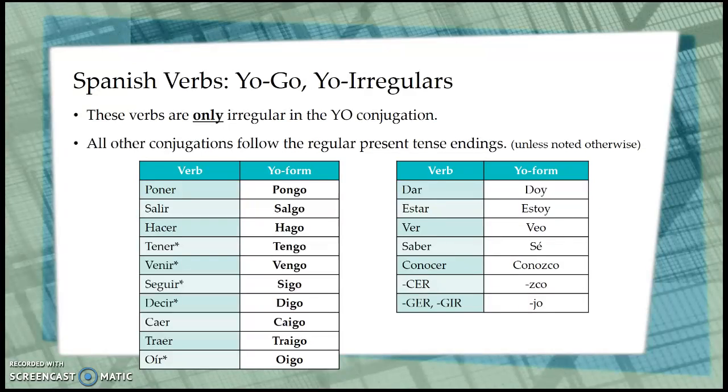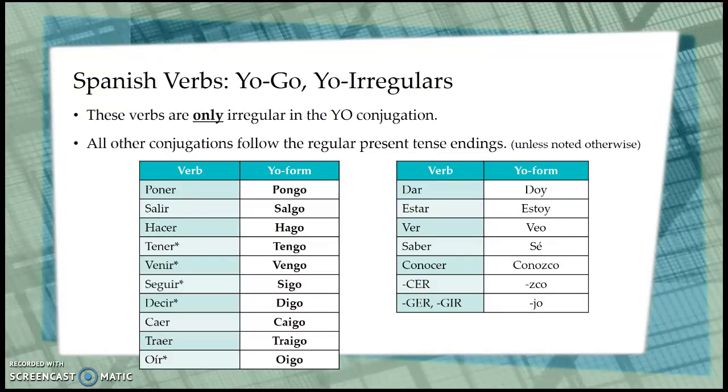Now, conocer is known to be an irregular yo form, but what few people realize is that any verb that ends in CER has the same pattern as conocer. Because if we drop the ER and just add an O, it would become conozco. And to maintain the sound, Spanish adds the Z to soften the C. Conozco, ofrezco, reconozco.